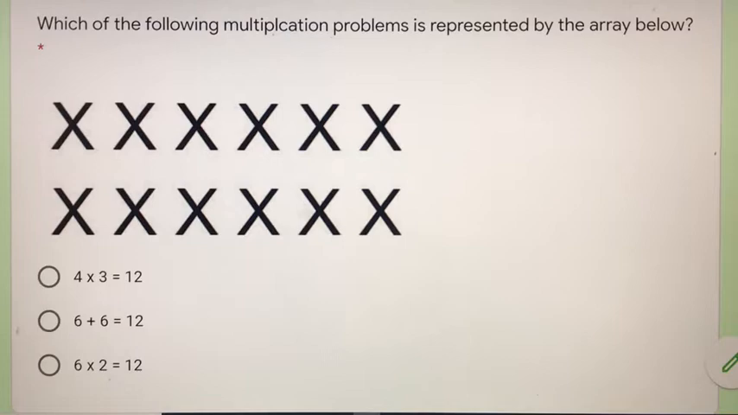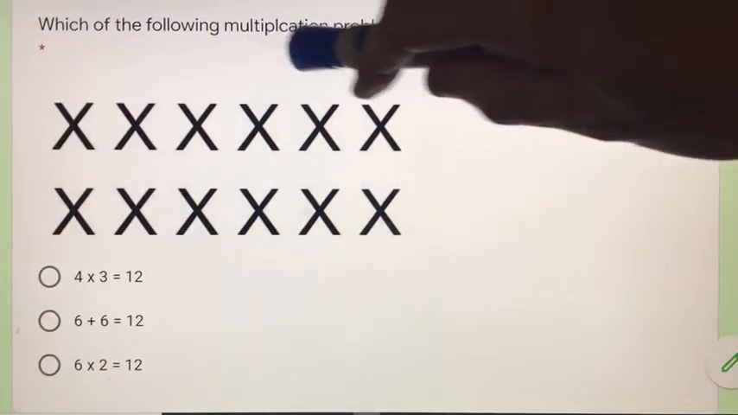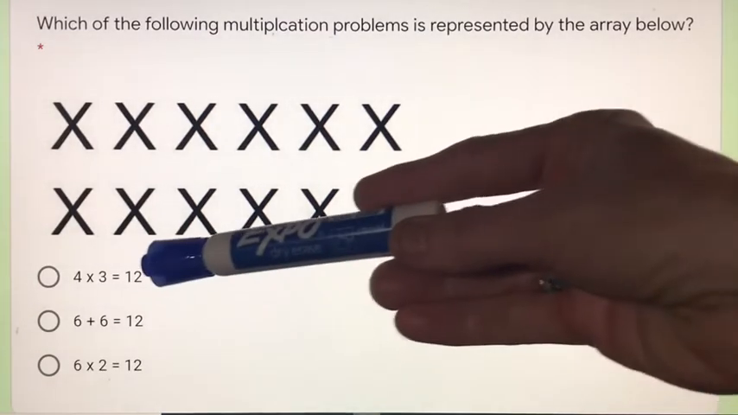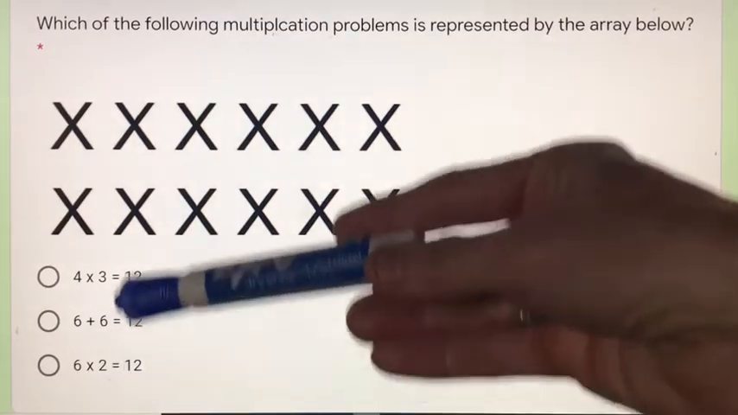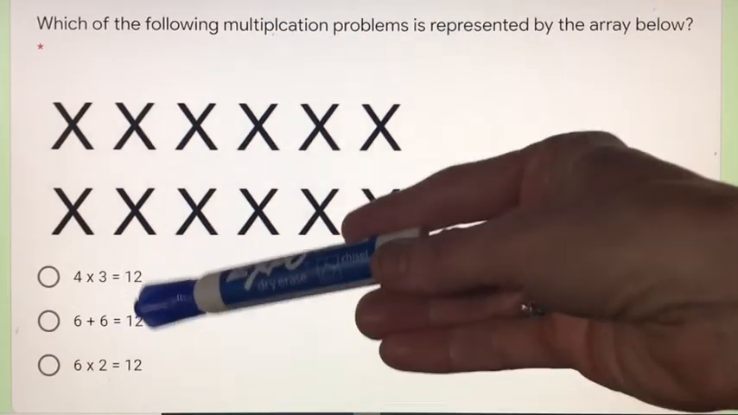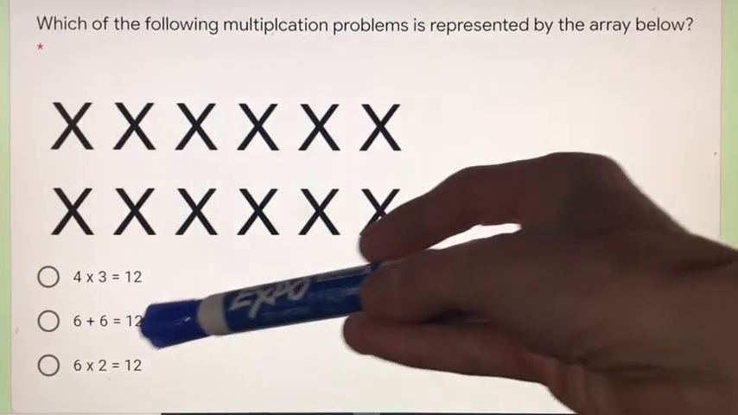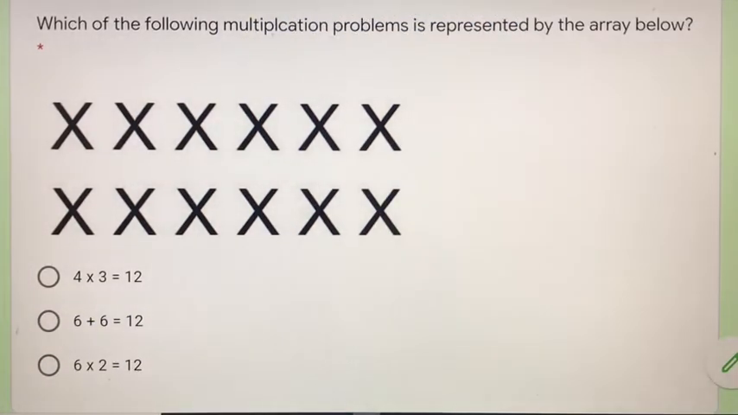Let's look at the first problem. It says, which of the following multiplication keyword problems is represented by the array below? So already be looking at the answers. We have two answers that have multiplication. This one has addition. That one's not going to work. I can take that one out already because it's not a multiplication problem.